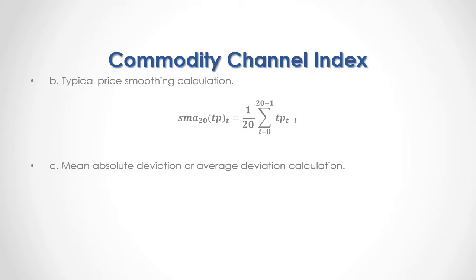C. Mean absolute deviation or average deviation calculation. Current period 20 days average deviation of typical prices is equal to 1 divided by 20 multiplied by the sum from 0 to 20 minus 1 observation of the absolute value of previous period's typical prices up to current period minus the 20 days current period rolling arithmetic mean of typical prices.